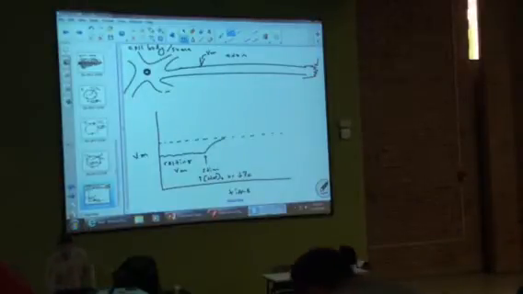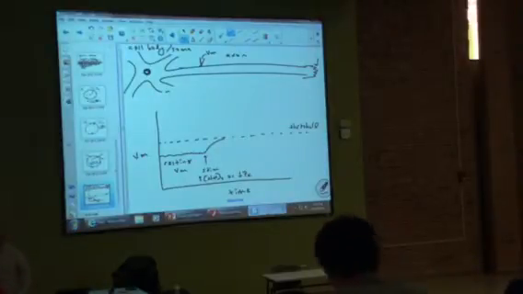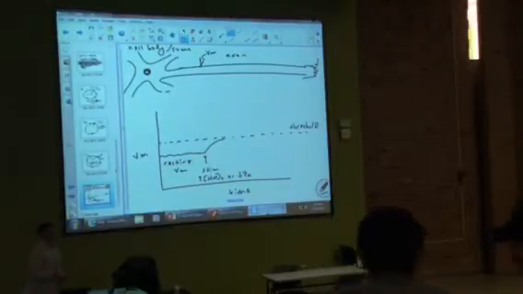This dotted line is going to represent something very important. It's called threshold. Threshold is a new membrane potential that's more depolarized than resting, that when it is reached causes the action potential to occur.